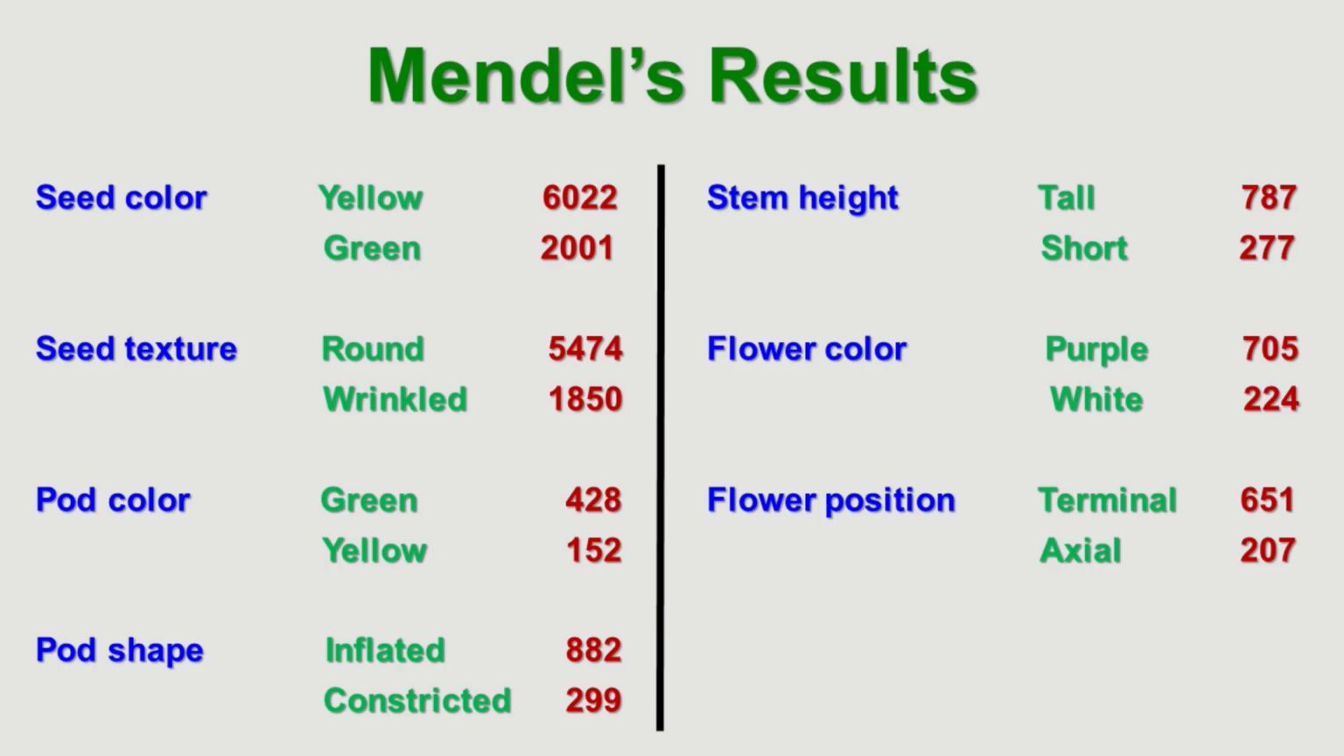They are all very close to the 3-to-1 ratio, and those with a higher number of total count, like seed color, a total of 8,023, and seed shape, 7,324 in total, are the closest to the 3-to-1 ratio. This is because the more offspring you have, the more accurate your results will be and closer to the expected ratio. So remember, the total number of offspring affects the accuracy of the results and analysis. Mendel's results are all very close to the 3-to-1 ratio, and the differences are not significant.